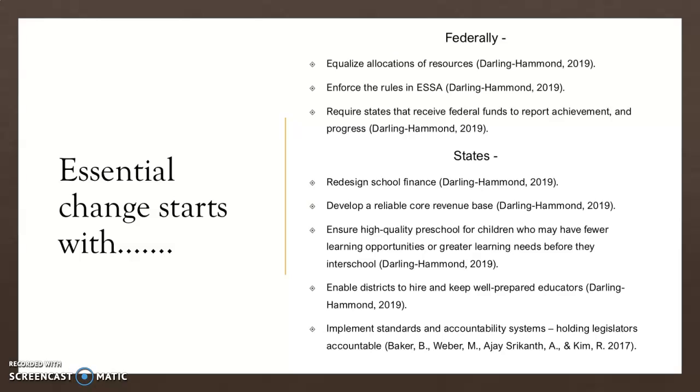Regarding essential change for states, I've chosen to highlight the following. The redesign of school finance formulas that focus more on pupils' needs, weighted student formulas that add additional funds for pupil characteristics such as poverty, limited English proficiency, foster care or homelessness status, and special education status. Develop a reliable core revenue base, rather than a bevy of categorical programs that come and go, creating instability in local budgets and constraints on how funds are spent, as well as ensure high-quality preschool for students who may have fewer learning opportunities, such as children from lower-income families, new English learners, and children with disabilities.